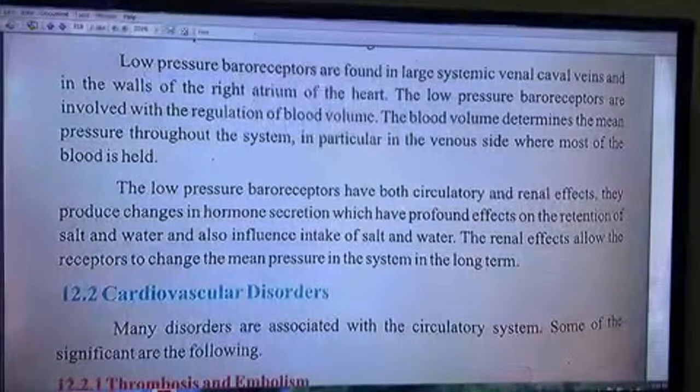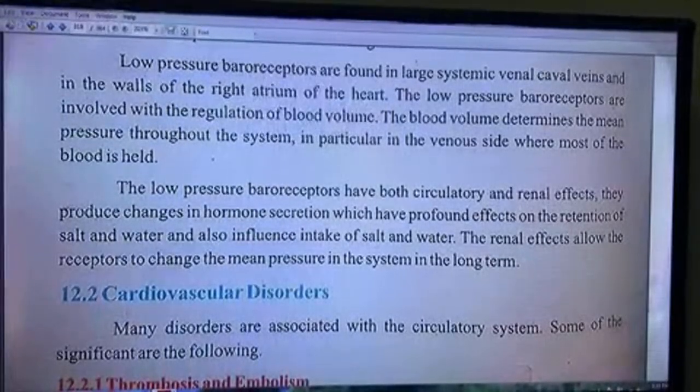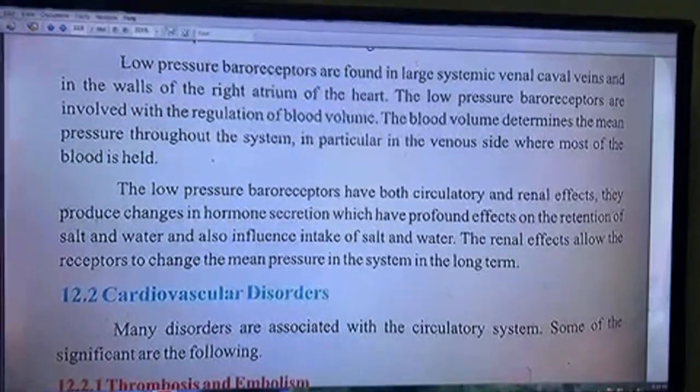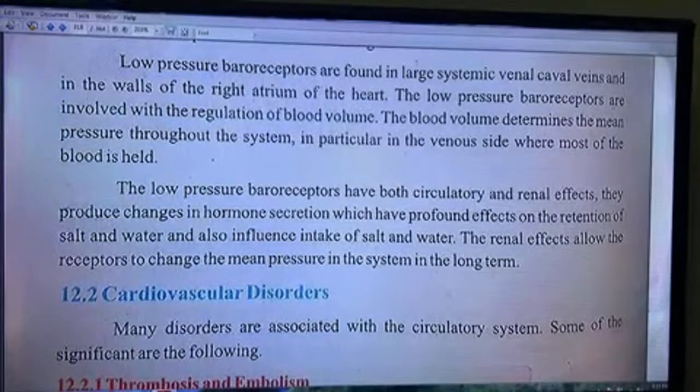Low pressure baroreceptors are found in the large systemic venae cavae veins and in the walls of the right atrium of the heart. The low pressure baroreceptors are involved with regulation of blood volume. The blood volume determines the mean pressure throughout the system, in particular on the venous side where most of the blood is held. The low pressure baroreceptors have both circulatory and renal effects.